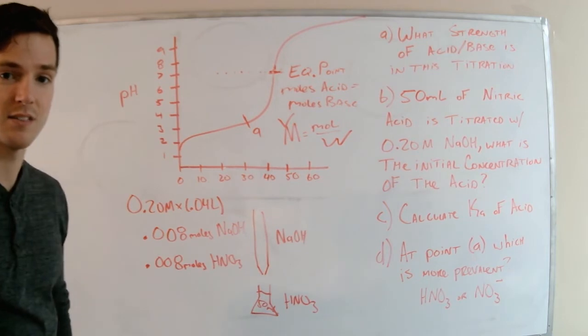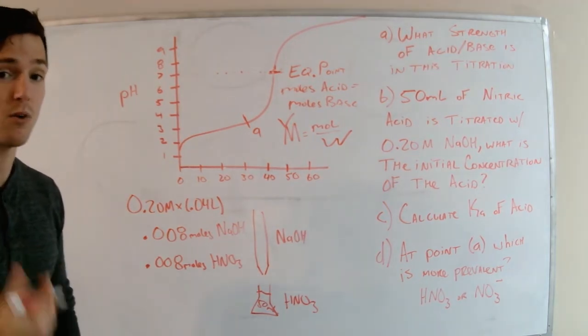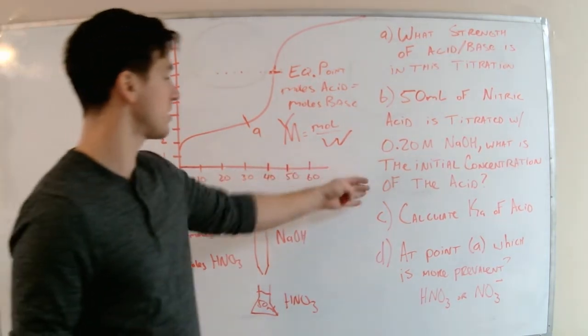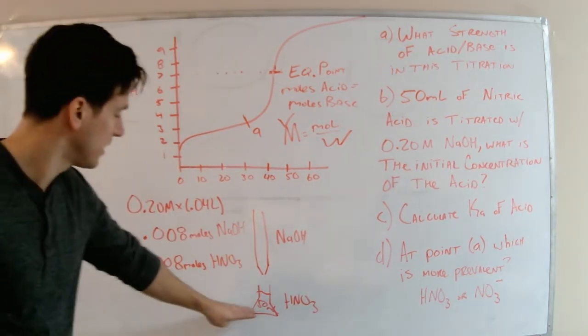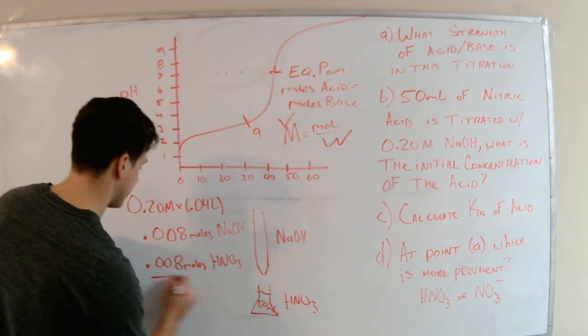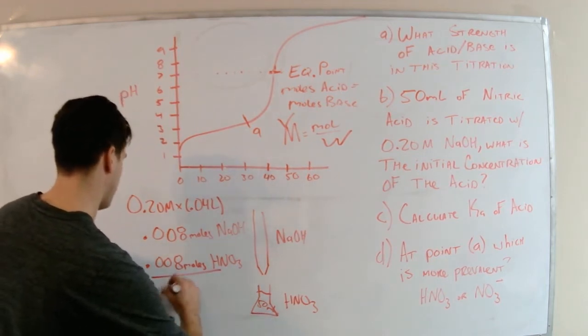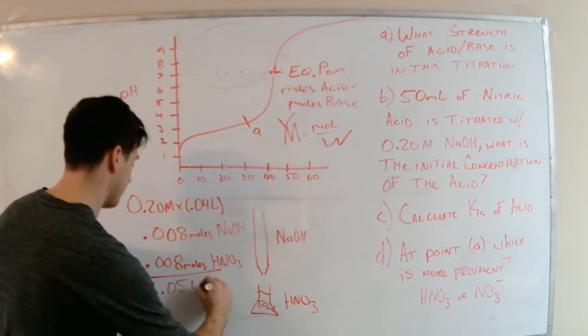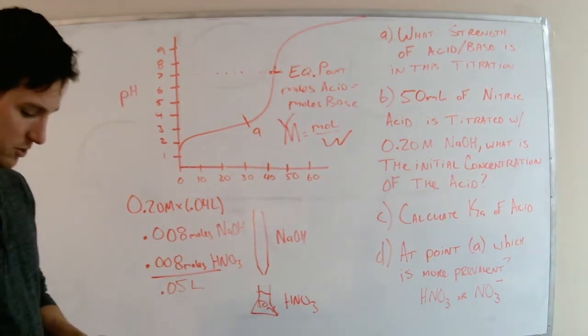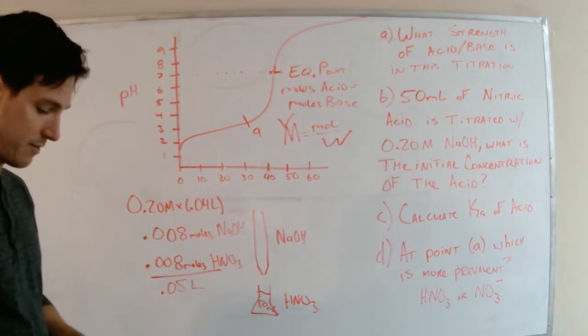Okay? Same amount of acid. So, again, I want the initial concentration of the acid. That's right at the beginning. I have the moles that were in that acid. Now I just got to divide it by its volume in liters, which initially was 50 milliliters, which is 0.05 liters. Let's take 0.008 divided by 0.05.